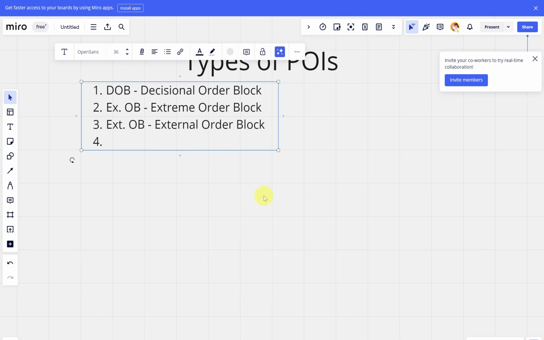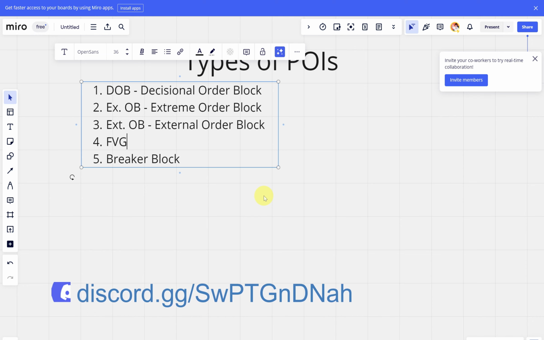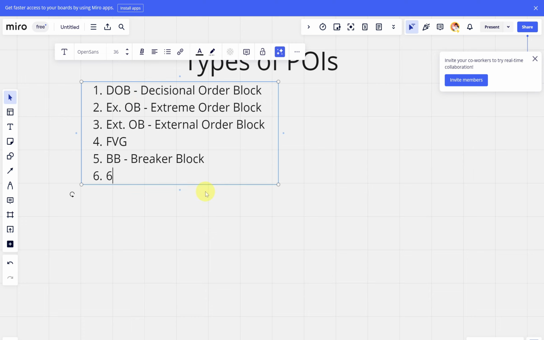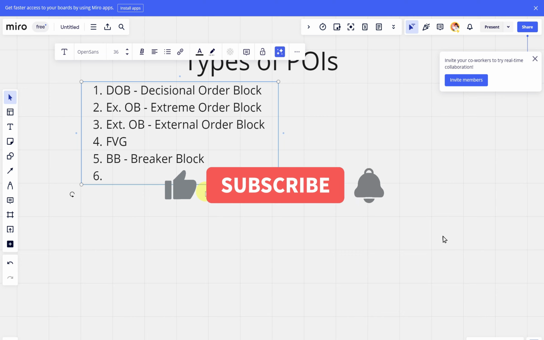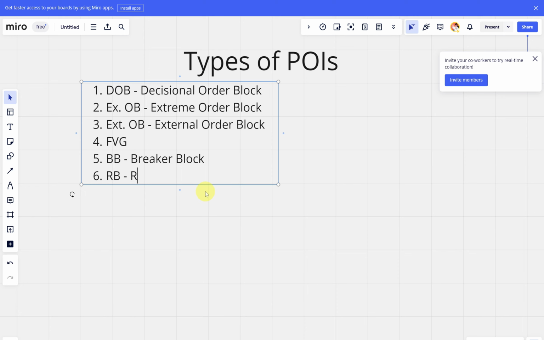And except these three types of order blocks, I use fair value gaps as my POI as well, and the breaker blocks. So these are the five types of POIs which I use. And the sixth type, which sometimes I use if it is important at some levels, is called RB, rejection block.